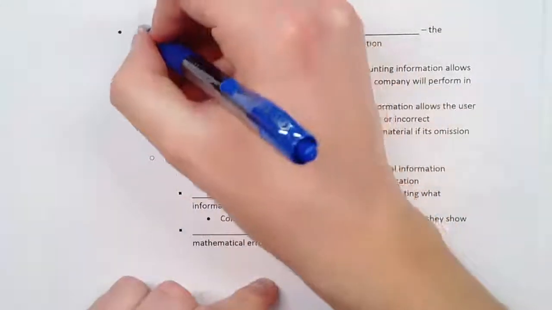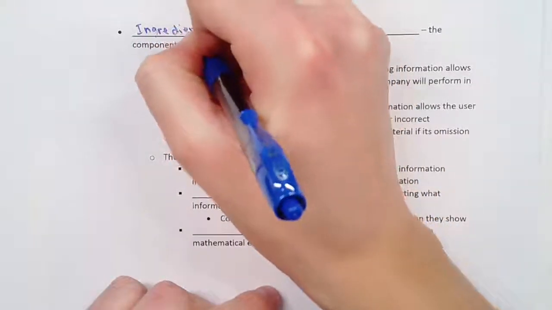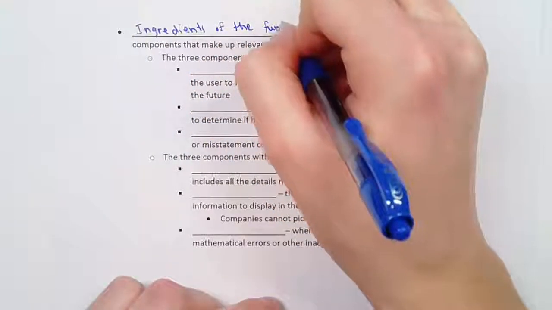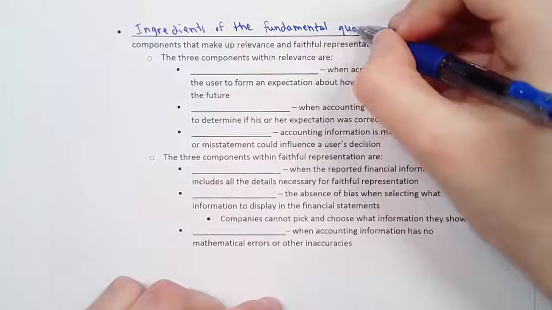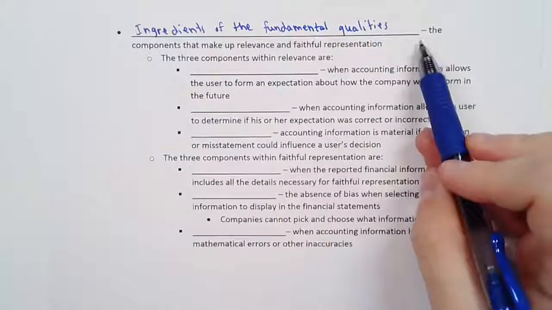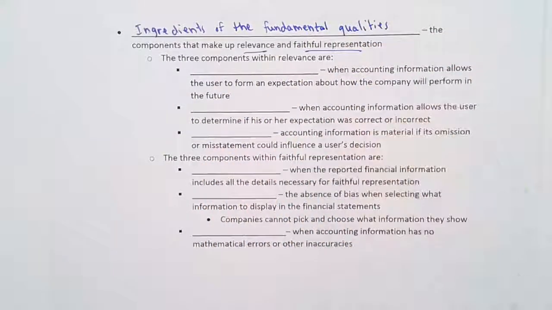Ingredients of the fundamental qualities. Basically, these are the components that make up relevance and faithful representation. We know what they are in a general sense, but what are the things that make up those components?